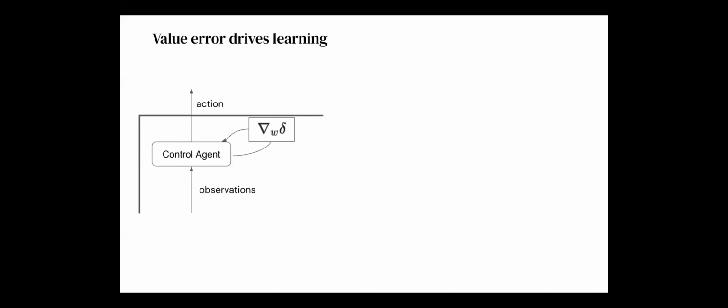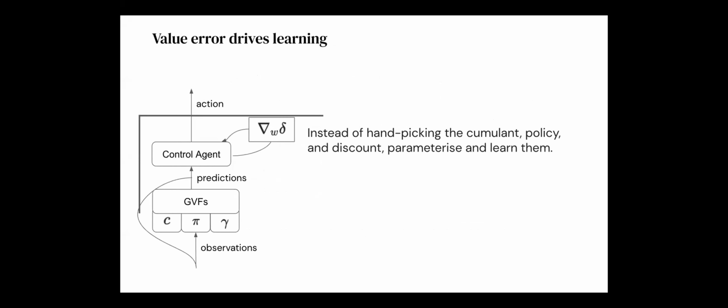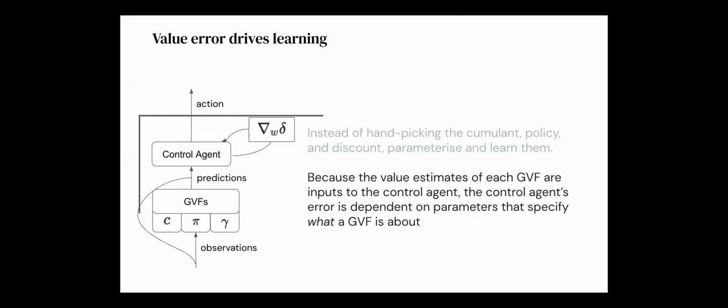So again, value error drives learning. You have a control agent that receives some observations from the environment. In our particular case, the observations are concatenated with a set of predictions. Those predictions are parameterized by the cumulant, the policy, and the discount. And instead of handpicking the cumulant, policy, and discount, we're going to parameterize and learn them.